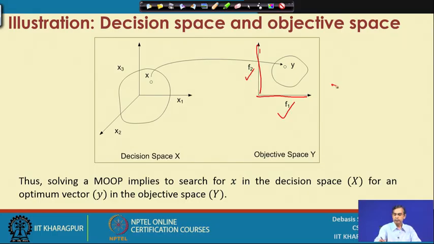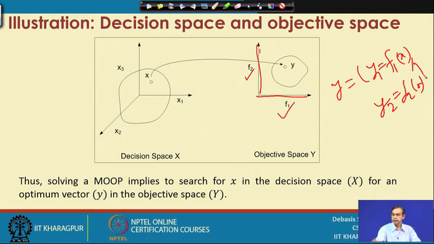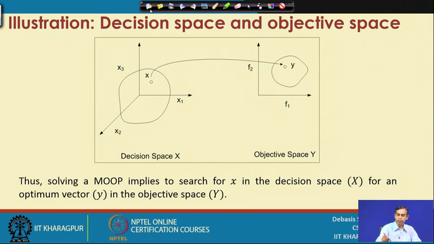So, y is basically a vector, y1 equals f1(x) and y2 equals f2(x). We symbolically represent this concept of y using this expression. The idea is that for different values of f1 and f2, different solutions are possible, and that is called an objective vector. So, y is the objective vector here, which has two parts, the f1 part and the f2 part.